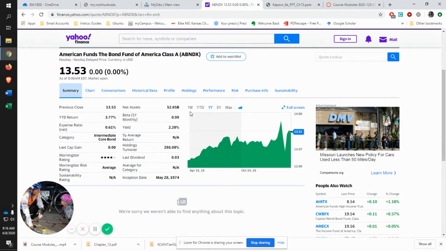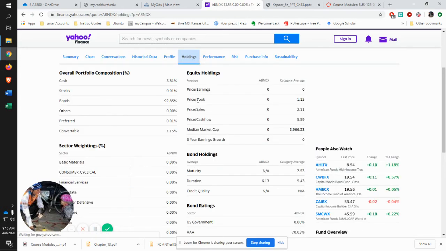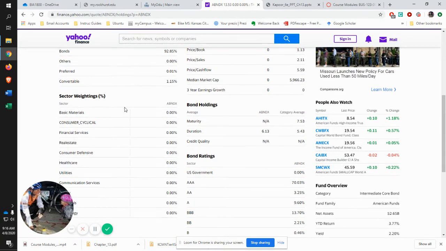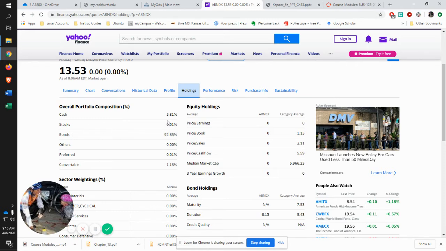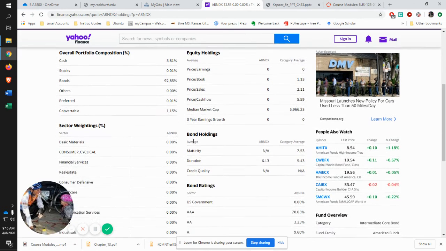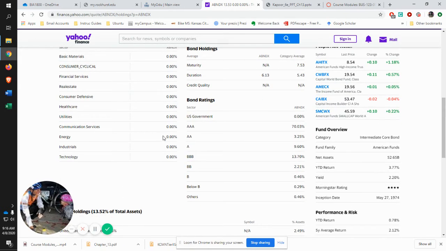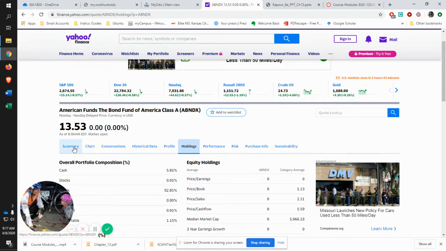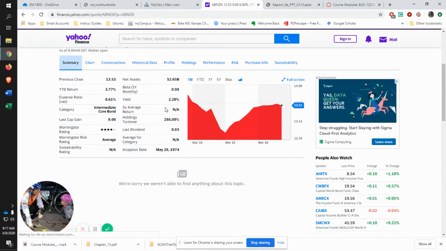2.2%. If you look at the holdings for this, you see it's almost all bonds, some cash, because it's a bond fund. You can see a majority of the funds that are in there are AAA and then some triple Bs as far as the majority of the bonds that are in there. So that gives you an idea. This is why the return isn't as much, because this is a very safe, conservative type of investment.